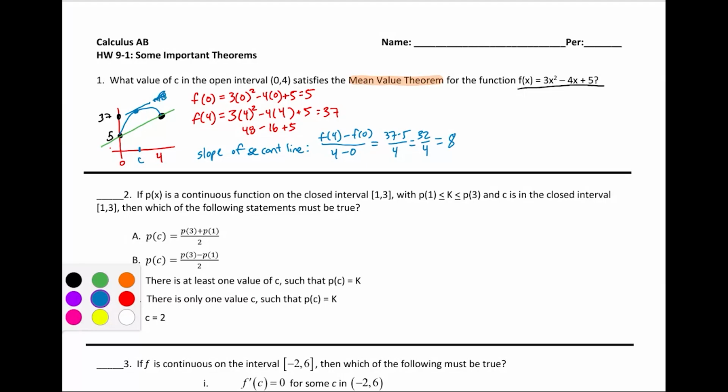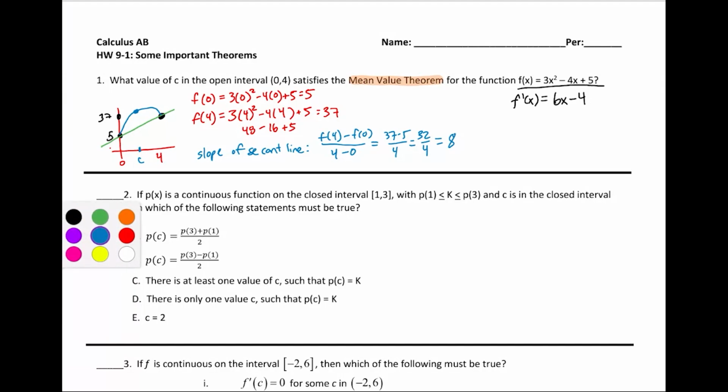Now to find that, we're going to have to find an equation for the slope, which is going to be the derivative of f. So let's find f prime. F prime using the power rule is going to be 6x minus 4. And so we're interested in where the slope of the tangent line is equal to the slope of the secant line.